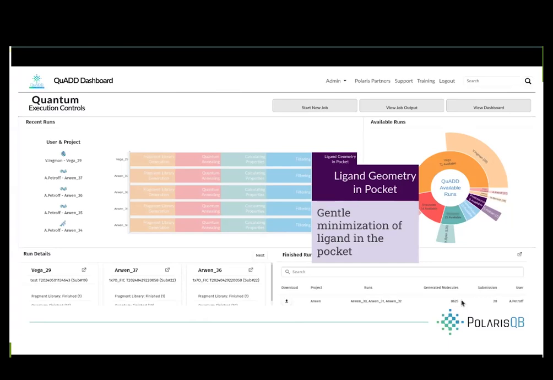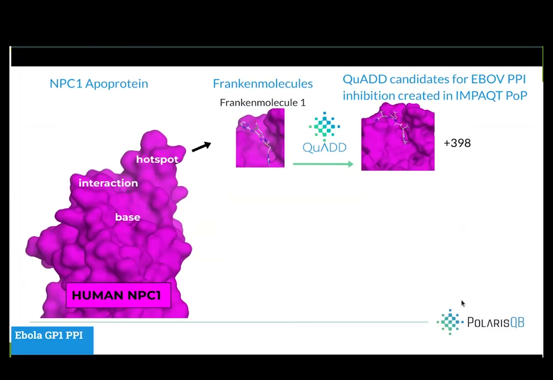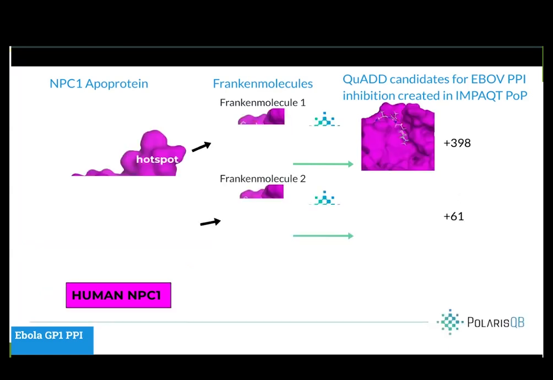So what candidates did Quad generate for our Ebola protein-protein interaction inhibitor project? We ran 3 Franken molecules through Quad. We first returned a library of 398 candidates in that pocket. This GIF shows some of those 398 candidates. When these small molecules are in the pocket, we don't think that the Ebola protein can interact with the human protein. So we also ran more libraries.